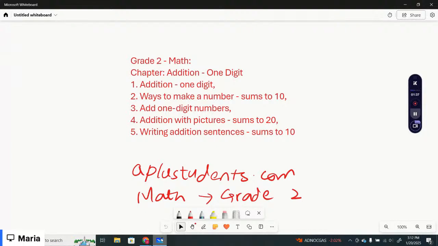You can find all the lessons on aplusstudents.com. You have to log in there using your email address and password as provided by the administrator. Then you have to select math from the subject tab, scroll down to grade 2 math, and then click on view all lessons.